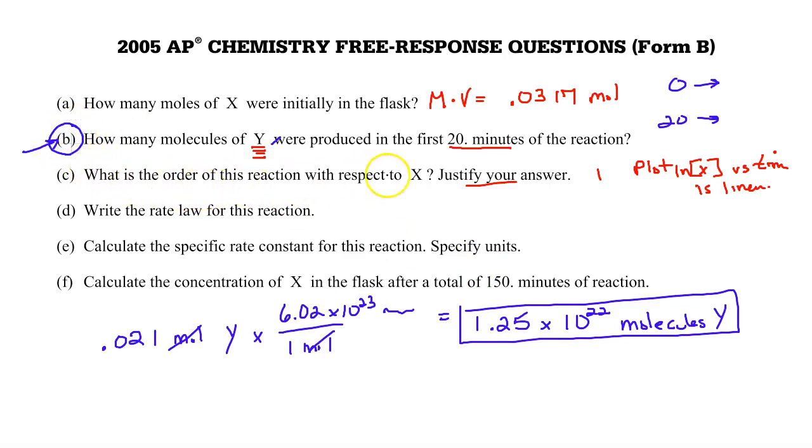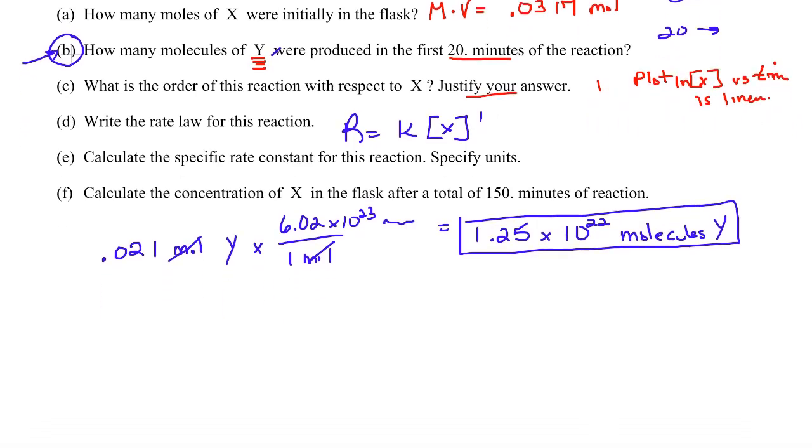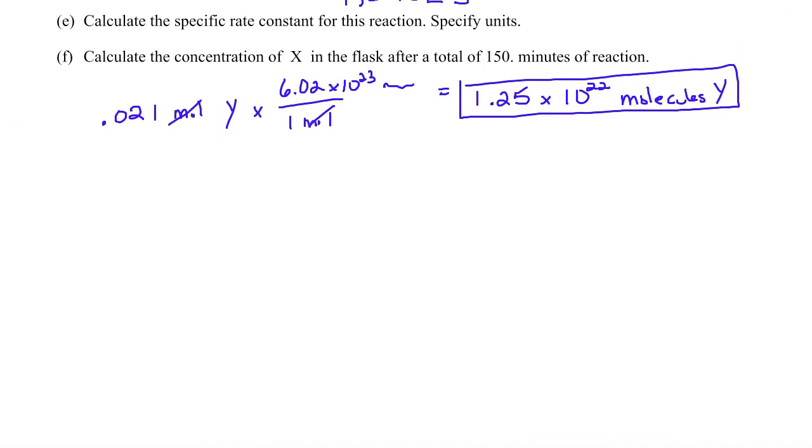Okay, so what's the order with respect to X? Well, based upon the plot, it's first order, because of what we talked about previously. Write the rate law: R is equal to k of X to the first order, because the plot of ln of X versus time is linear. Okay, next little piece. Let's calculate the specific rate constant for this reaction.